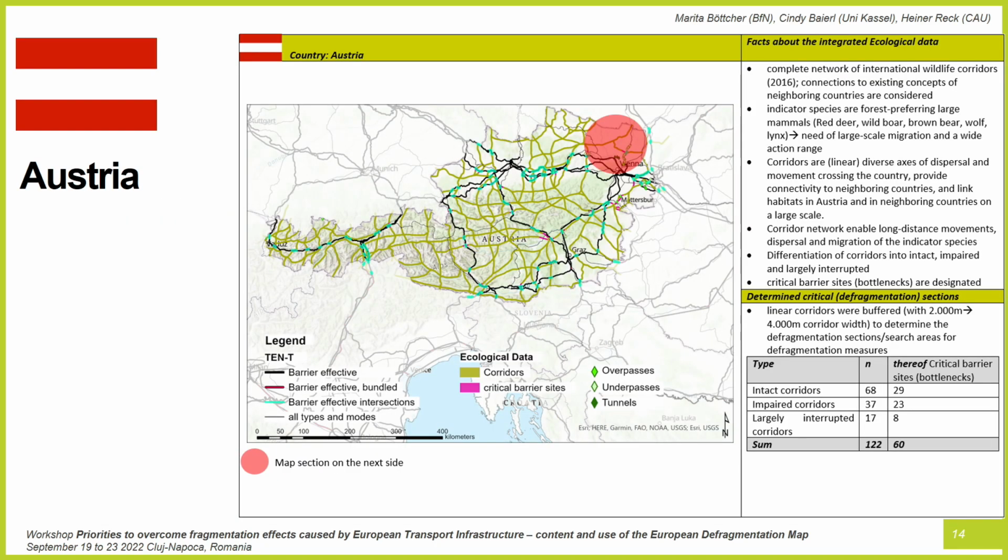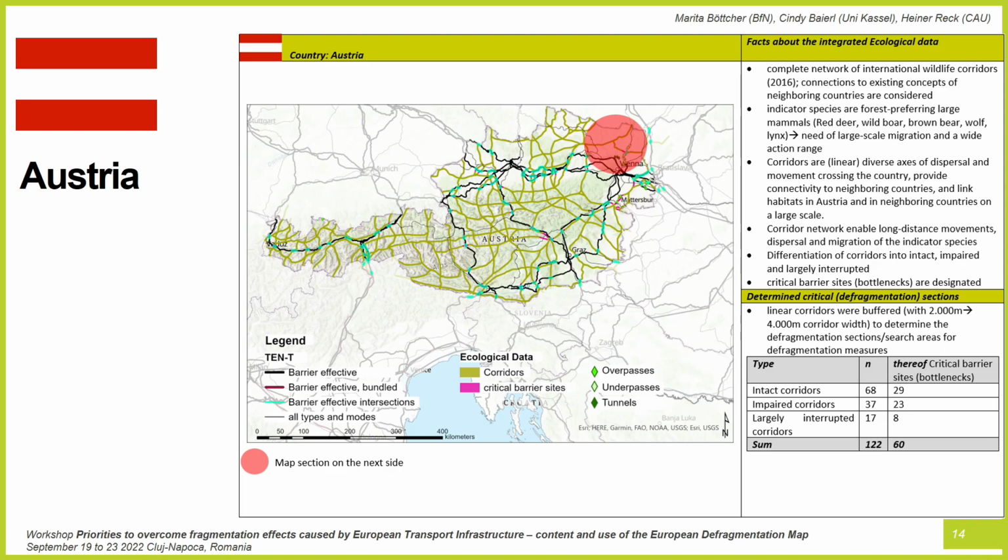The second example is Austria, with its area corridors, as you remember. This is a complete network of international wildlife corridors, which was built or publicated in 2016. Here, connections to existing concepts of neighboring countries are considered. So that's a special thing. Not every country has this.